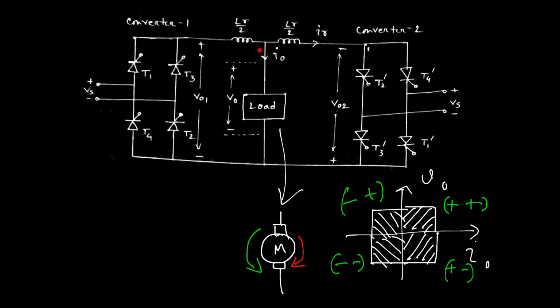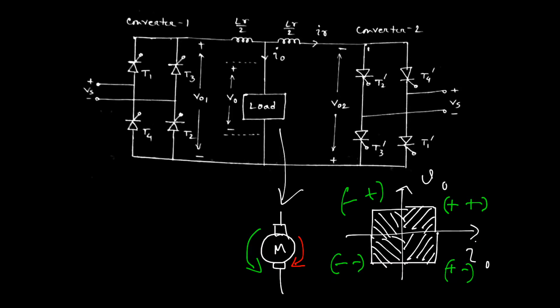That means in circulating mode of operation, the output voltages of converter 1 and converter 2 may have the same magnitude. That is why no current is flowing across the load. Then the circulating current starts flowing due to the presence of the instantaneous voltage difference of VO1 and VO2, and that flows in the circuit between the two converters. This current can be high in magnitude, and it can be limited by the current limiting reactor, that is LR.